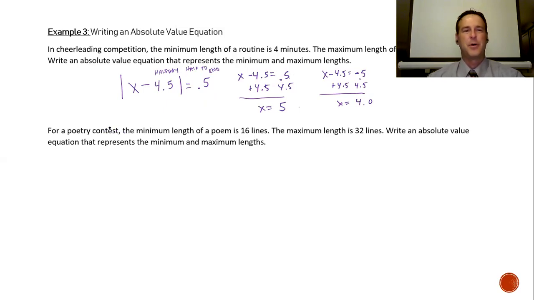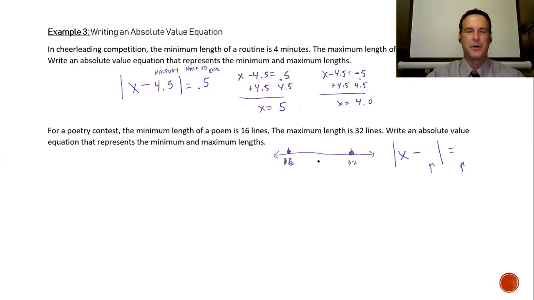It says there's a poetry contest. It has to be a minimum of 16 lines. That's a lot of lines for a poem. Okay, so 16 all the way to 32. And again, you have x minus something equals an answer. Figure out what goes here, figure out what goes here. I'm going to give you a minute. Pause it, and then we'll fill it in, okay?